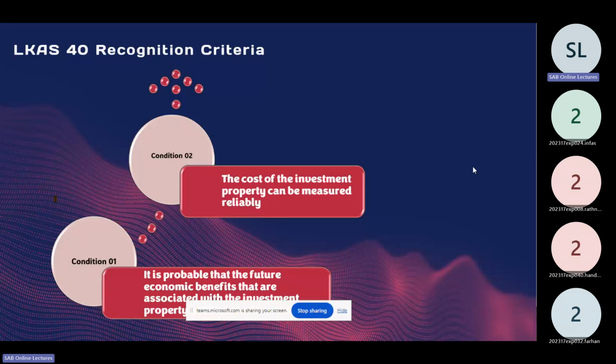So even if it is recognized under the IAS 40 definition of investment property, we have to identify the recognition criteria. When these two conditions happen, the recognition criteria for investment property are satisfied.